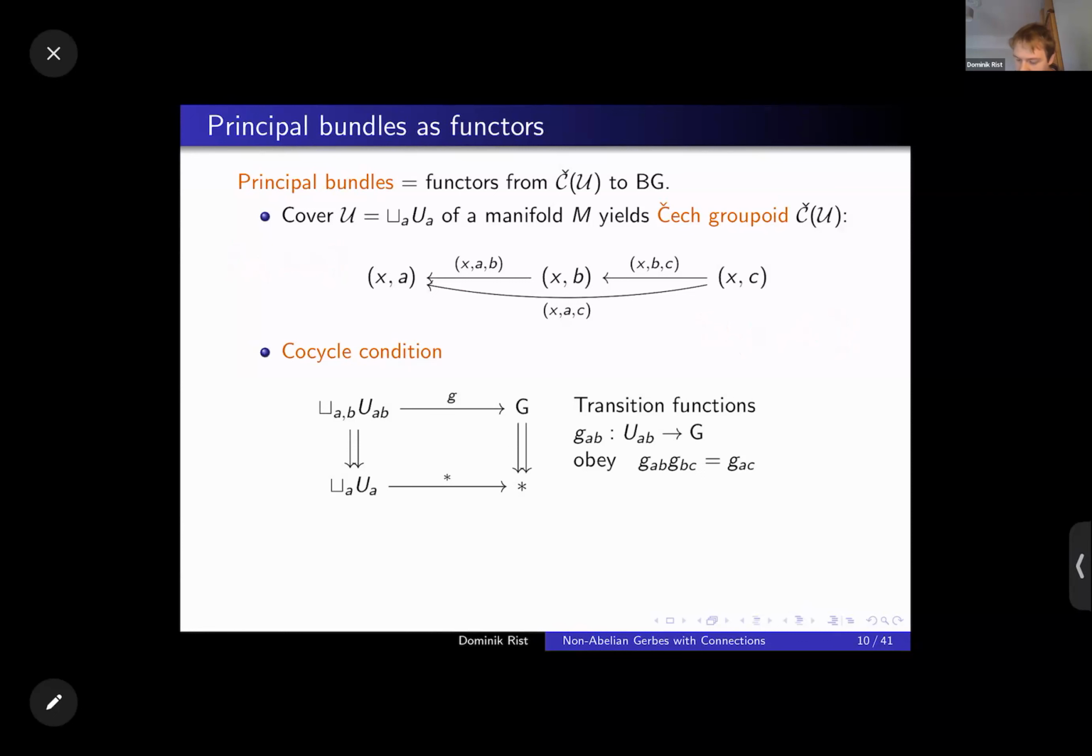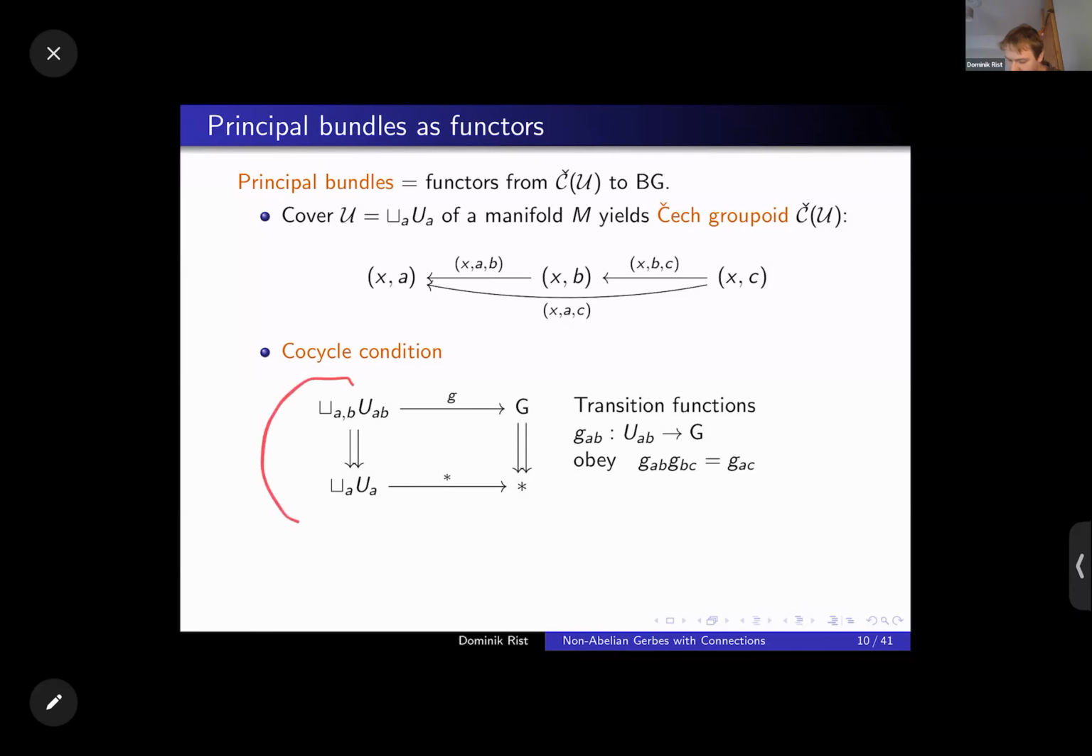Yes. Yeah, I mean, if you want to be able to talk about these arrows, you have to have non-empty intersections, right? So the intersections have to be non-empty for it to be a Čech groupoid. Got it. Thank you.